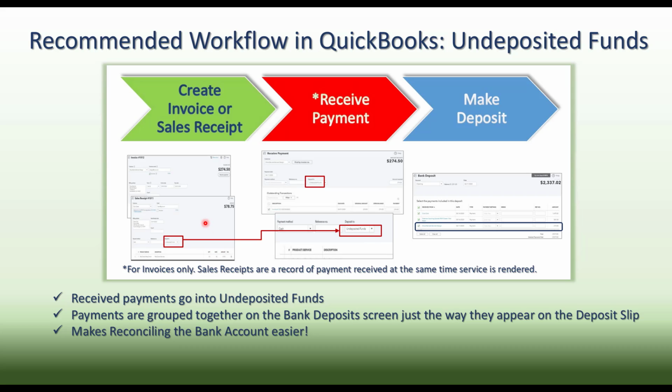When you actually receive the payment for the invoice at some later date, you're going to do the same thing with that. Either way, the undeposited funds account is the one that you're going to point that to. So again, those received payments go into undeposited funds. And then when you actually make the deposit in QuickBooks, either desktop or online, those payments are grouped together, as you can see. And I'm going to go through this in the demo.